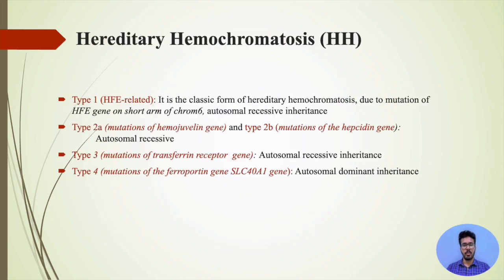Hereditary hemochromatosis and its various types. Type 1, which is HFE gene related, is the classic form of hereditary hemochromatosis. It is due to mutation of the HFE gene on the short arm of chromosome 6. It is an autosomal recessive inheritance. Type 2A and type 2B. 2A is due to mutation of the hemojuvelin gene and 2B is due to mutations of the hepcidin gene. It has autosomal recessive inheritance.